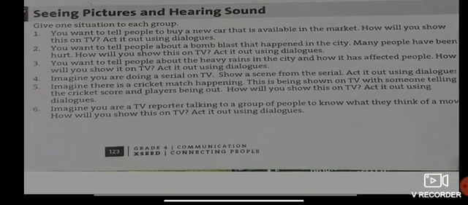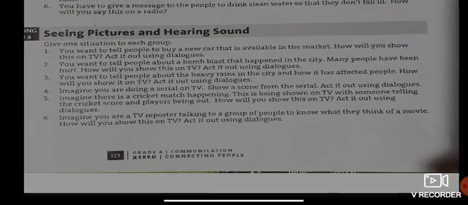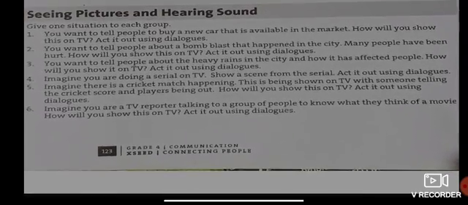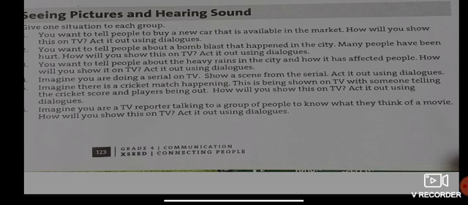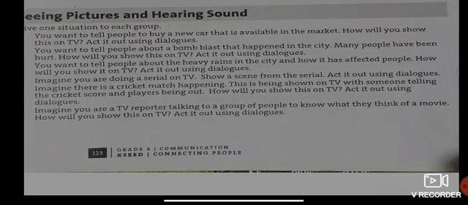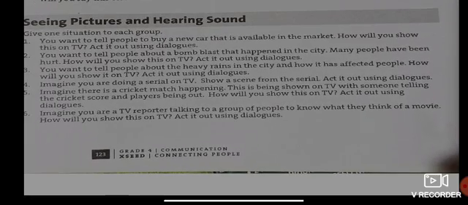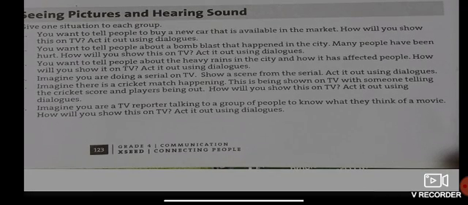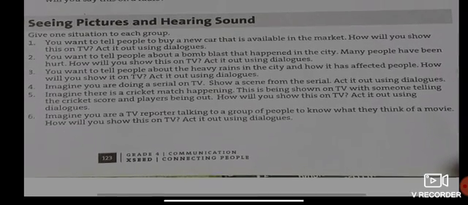The last, point number six: imagine you are a TV reporter talking to a group of people to know what they think of a movie. How will you show this on TV? So you have to imagine that you are a TV reporter talking to a group of people to know what they think of a movie. How will you show this on TV?